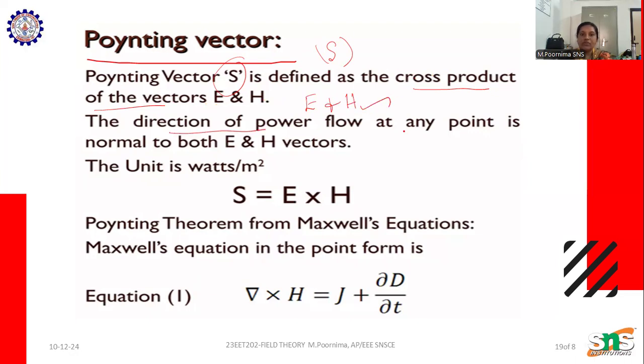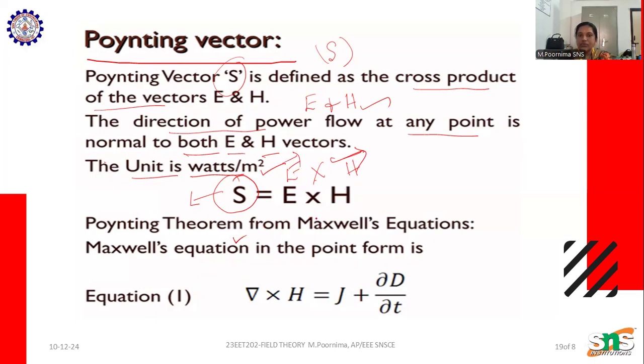The direction of power flow at any point is normal to both the E vector and the H vector, that is, the electric field intensity and the magnetic field intensity. So the Poynting vector S is equal to E cross H, the cross product of electric field intensity and magnetic field intensity.